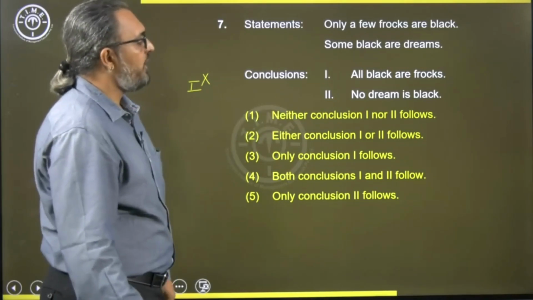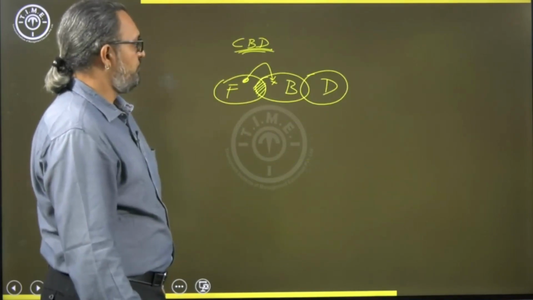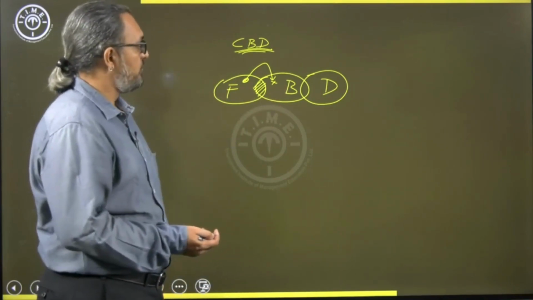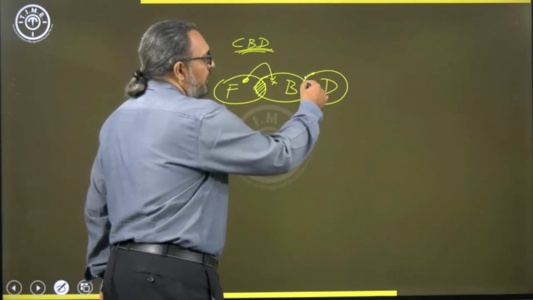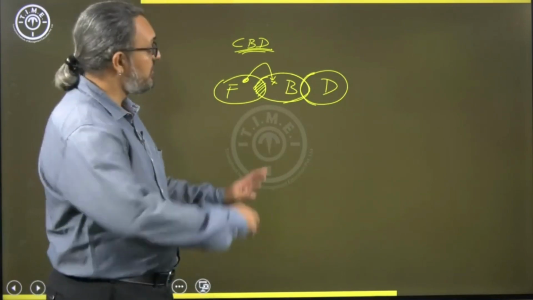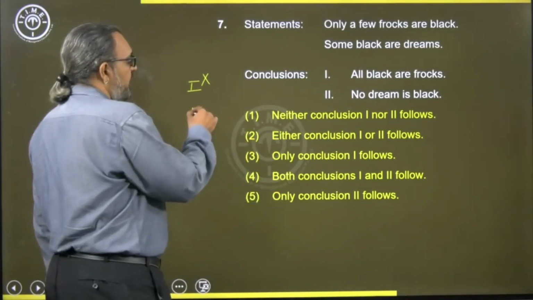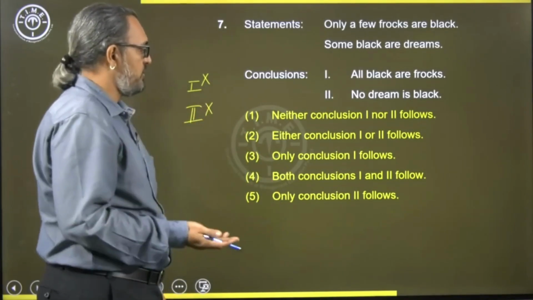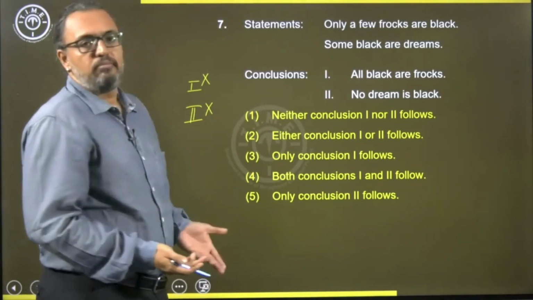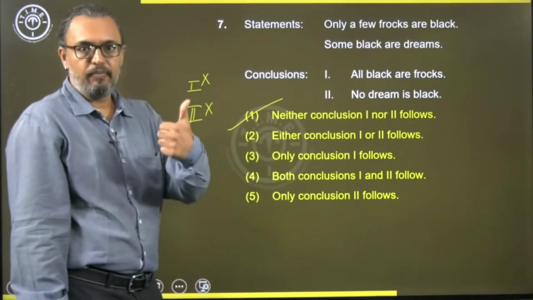Then second one, no dream is black. Now look at the second one. He says, no dream is black. No, because the dream and black, they are already overlapping with each other. No dream is black means a dream should be separate, black should be separate. No dream is black never happens. So it is a negative conclusion, but it fails. So neither 1 nor 2, that is available in the first option. Okay. Yeah.